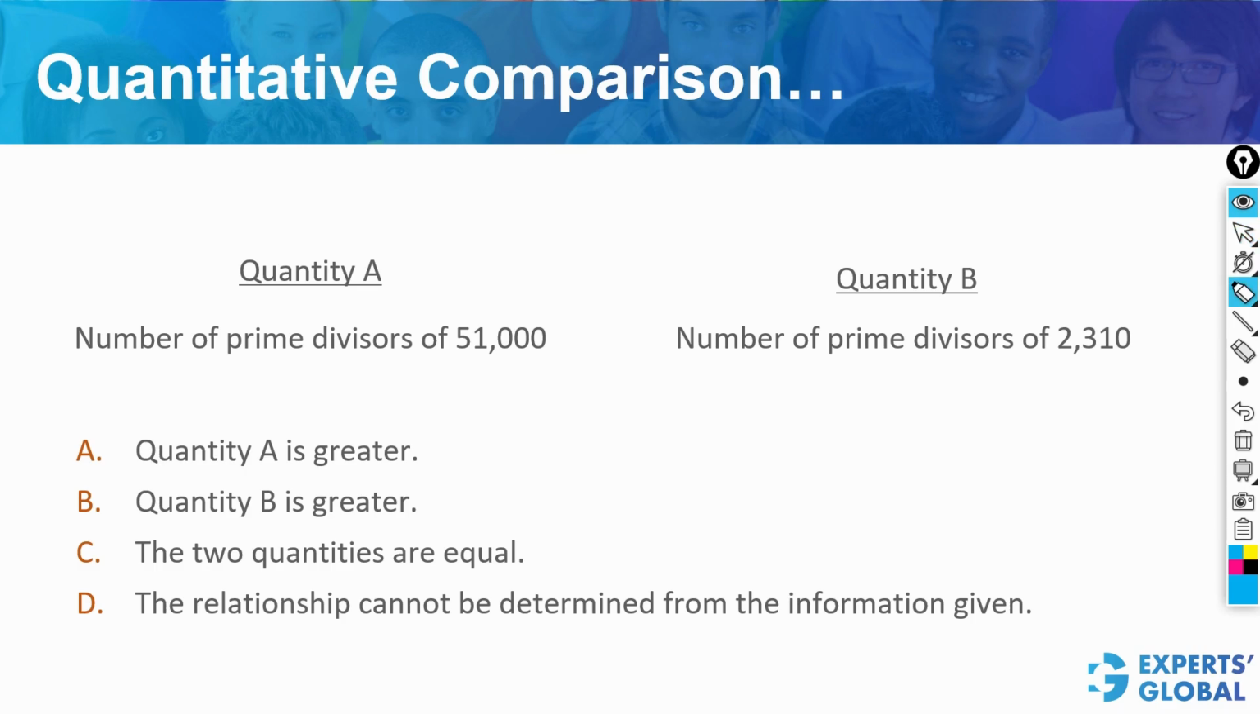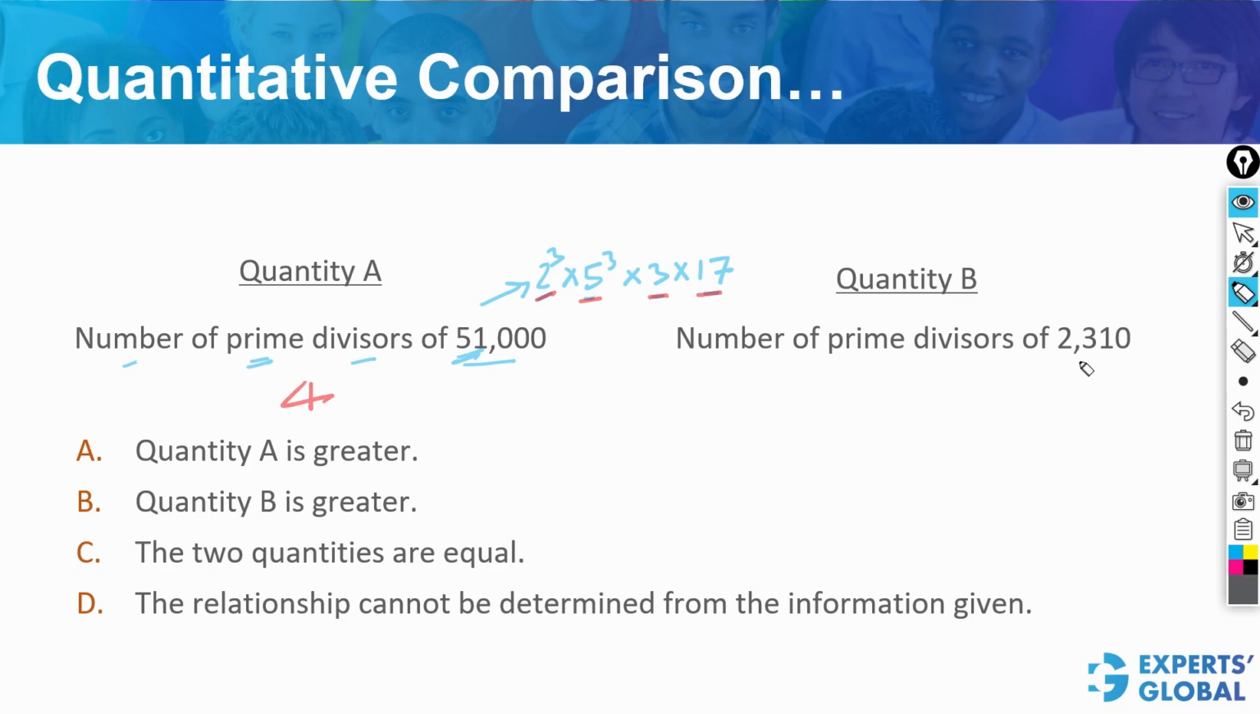We have to find the number of prime divisors of 51,000. So once again, we take all the zeros out. We get 2 raised to power 3 times 5 raised to power 3 times 51 now, which is 3 times 17. See, the question is asking the number of prime divisors. So all the prime bases here are what we need to count. 2, 5, 3, and 17, there are 4 prime divisors involved here. Therefore, quantity A is 4.